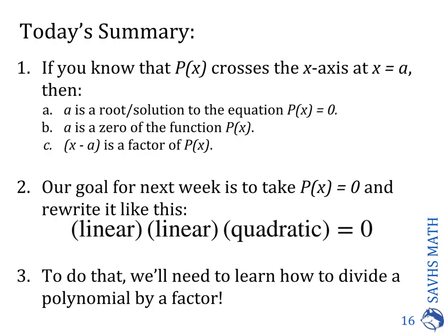Okay, here's sort of the summary for the day. If you know that p of x crosses the x-axis at x equals a, this is the most common way we're going to see this. We're going to see a graph of a polynomial crossing the x-axis at certain places. If that's x equals a, then these things are true.